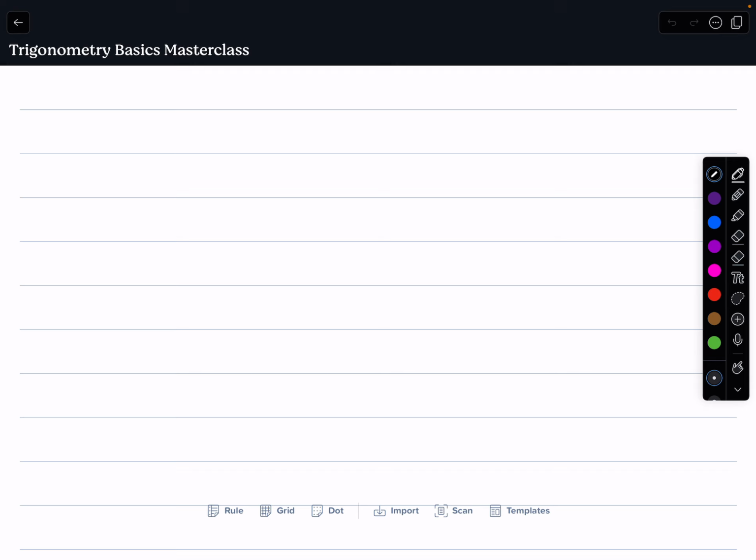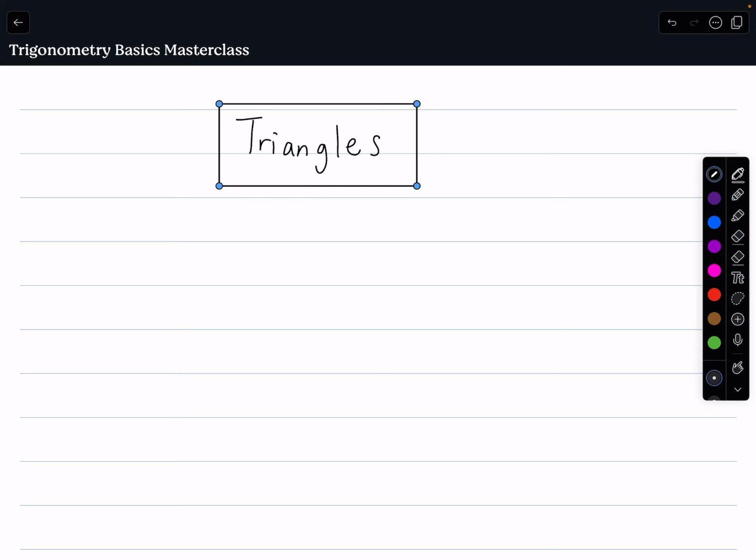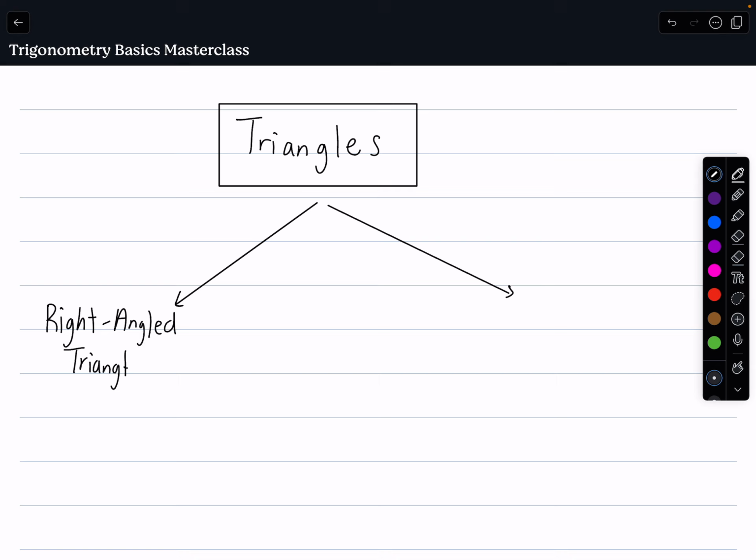So when it comes to trigonometry, everything revolves around triangles. Triangles are the main concept in trigonometry. But within this, you can have two different types of triangles. The first type is right-angled triangles, and the second type is non-right-angled triangles.